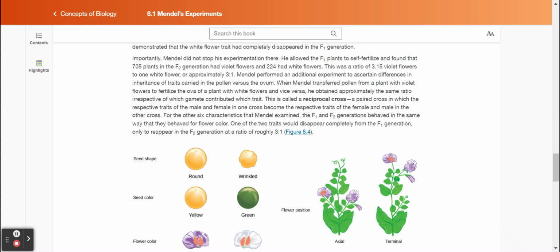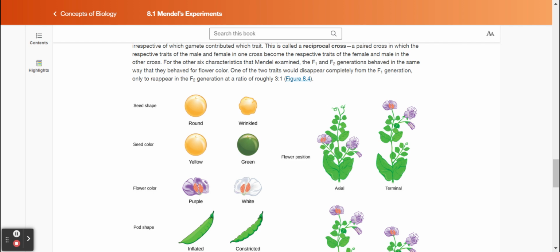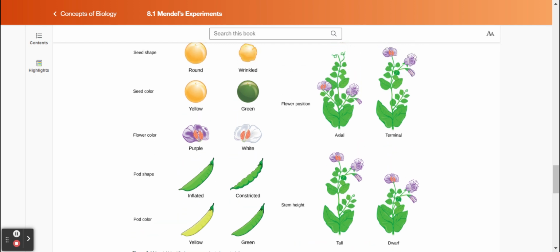For the other 6 characteristics that Mendel examined, the F1 and F2 generations behaved the same way that they behaved for flower color. One of the 2 traits would disappear completely from the F1 generation, only to reappear in the F2 generation at a ratio of roughly 3:1. Figure 8.4. Mendel identified 7 pea plant characteristics.